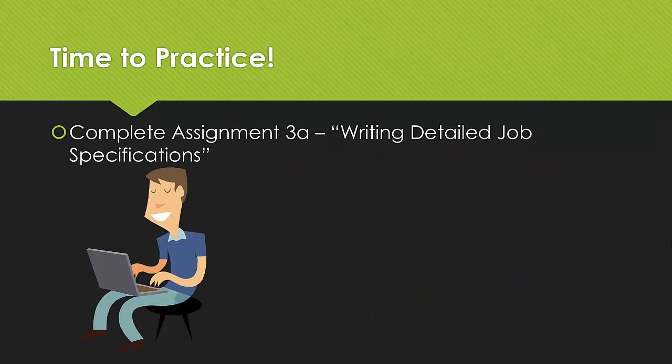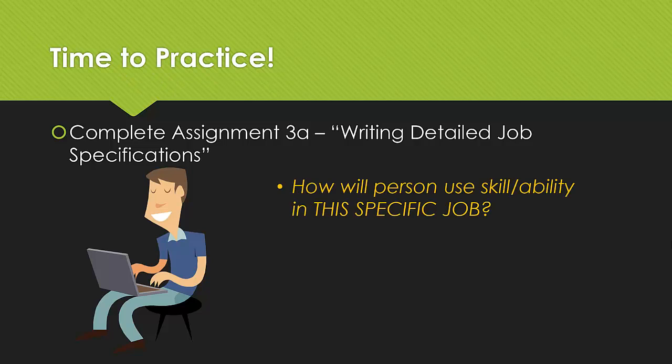Now it's time for you to practice doing this. You have a couple assignments in this unit where you will be working with job descriptions. The first one is assignment 3A, where you're going to practice actually writing detailed job specifications. As you look at each of the job specs that you're asked to write, each of the qualifications that you're asked to write in detail, think to yourself, how will the person use this specific skill or ability in this job? It might be problem solving, it might be oral communication, it might be computer skills.